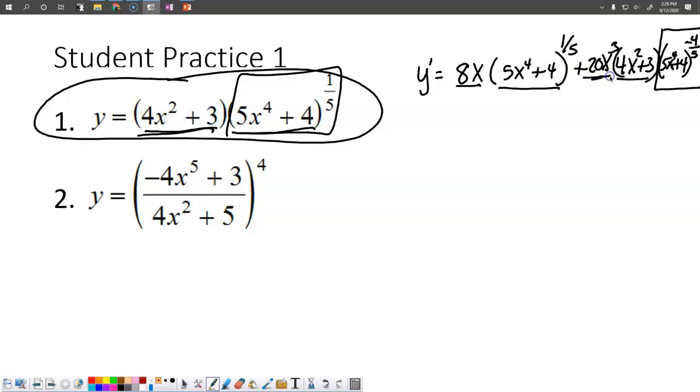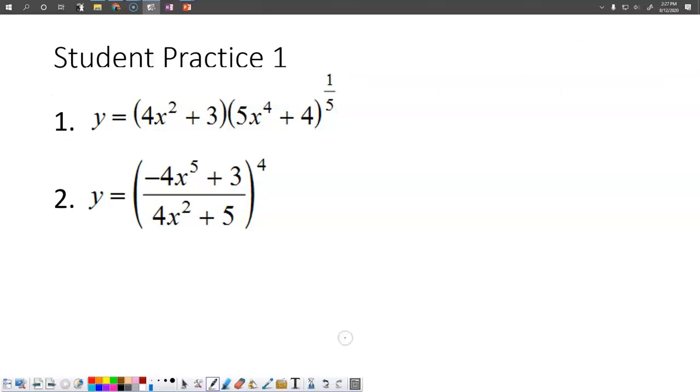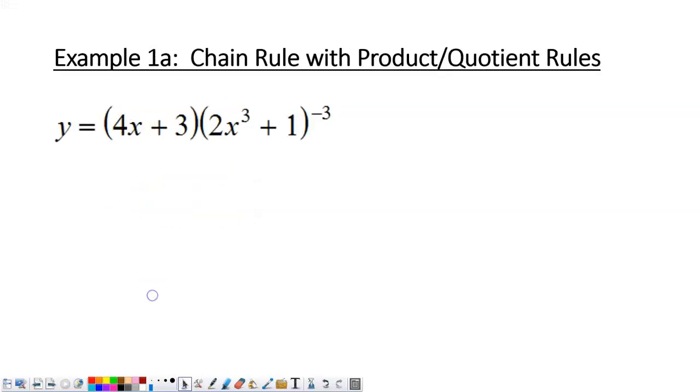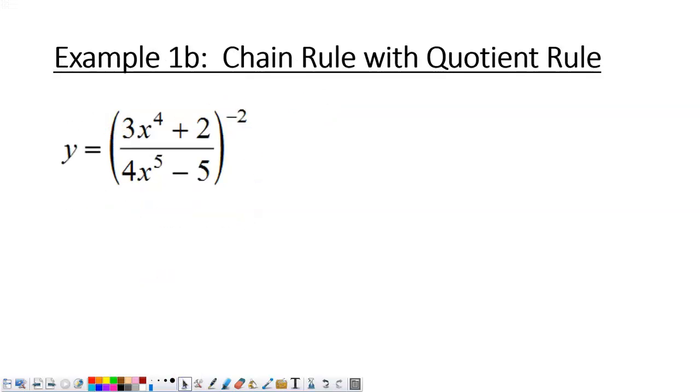No, I did. I forgot this was supposed to be over 5, so my bad. So this actually was supposed to be 20 over 5, because the derivative of the outside would put a 1/5 in the front. And then a derivative of the inside would be 20x to the third. And then when you divide the 20 by the 5, which I haven't done yet, you would have gotten a 4. So the most simplified answer would have had a 4 right there. Okay? So that's chain rule with product rule. Let's go ahead and take a look at another one here.